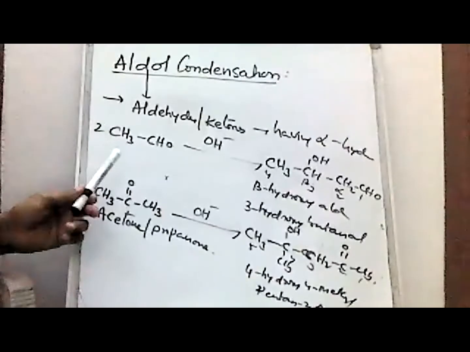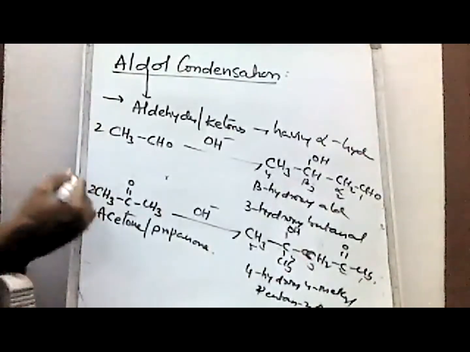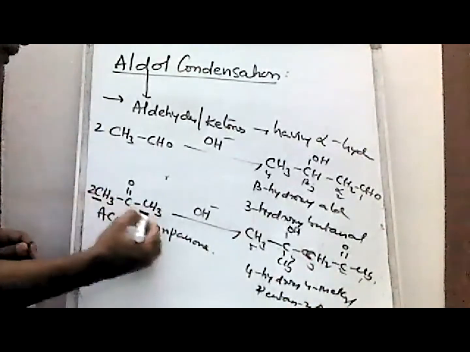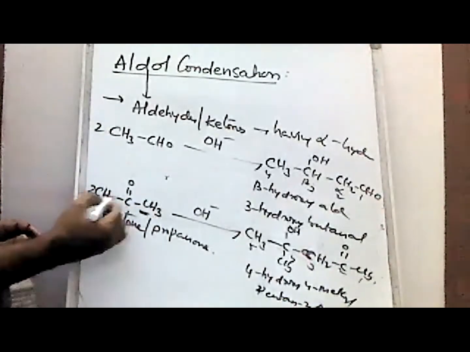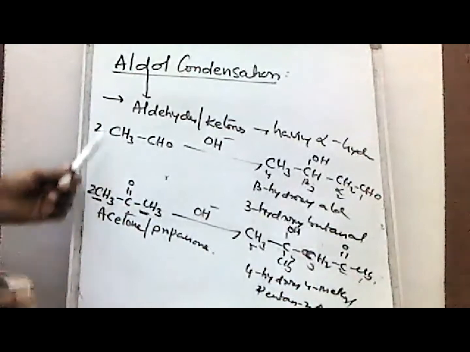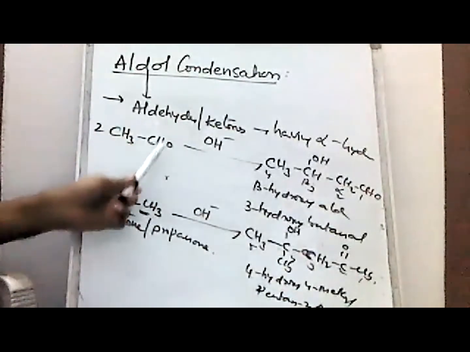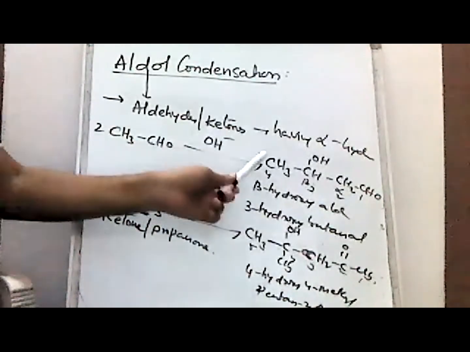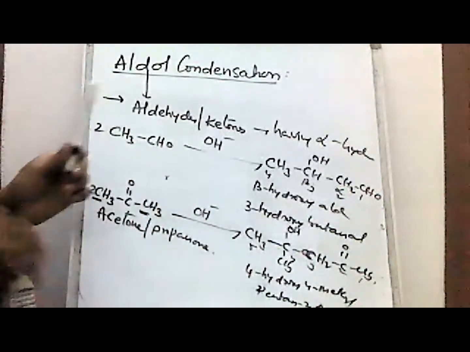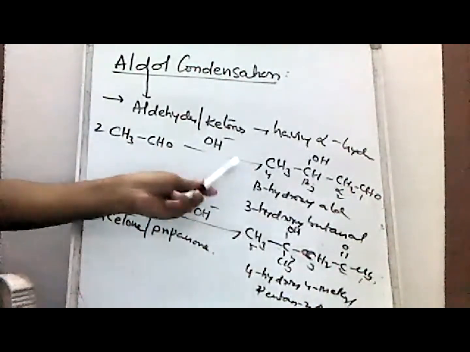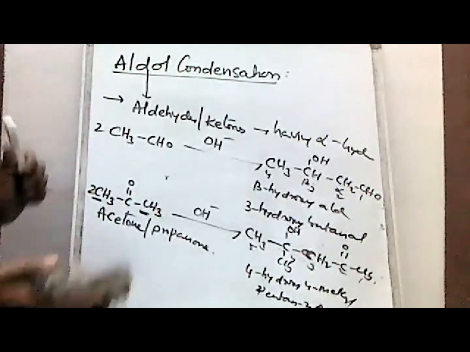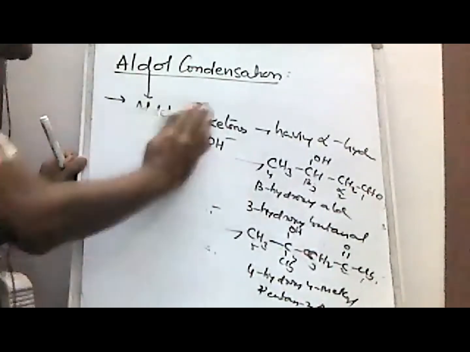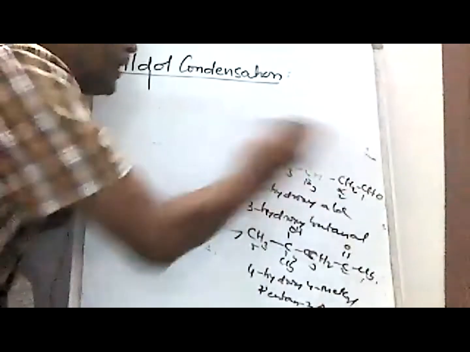Aldehydes or ketones having alpha hydrogen. Here also, this is the alpha carbon. There are 2 alpha carbons in this, and there are 3 hydrogens on each alpha carbon. The aldehydes or ketones having alpha hydrogen undergo condensation reaction in the presence of base and form beta hydroxy aldehydes or ketones. This reaction we are calling the aldol condensation.